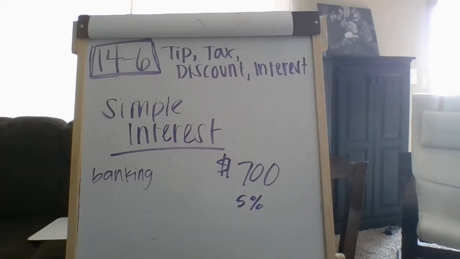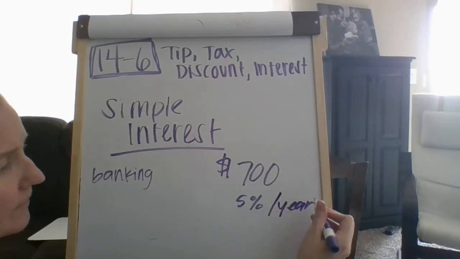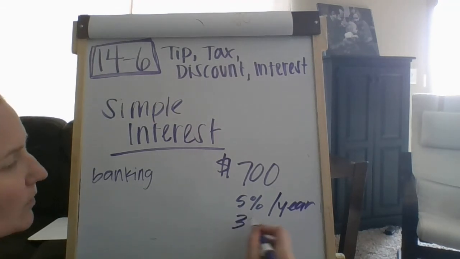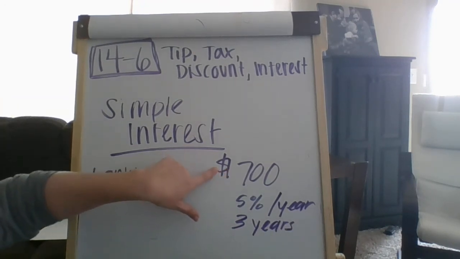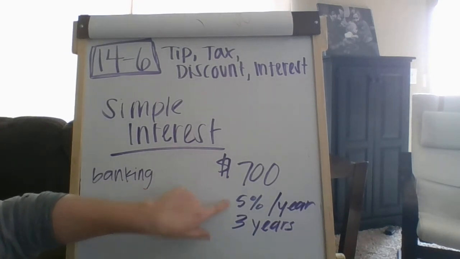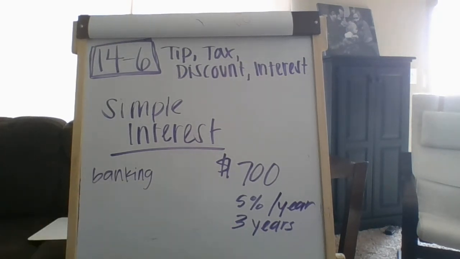Now, here's the thing, you guys. With simple interest, we're not taking a look at just one payment of 5%. This is 5% per year. So all of your problems that you're dealing with simple interest, they're going to tell you how many years you have that in there. So we're going to keep this in there for 3 years. So we deposited $700 into our account. Our interest rate is 5% per year, and we're going to keep it in there for 3 years. We want to see how much money we have after those 3 years.